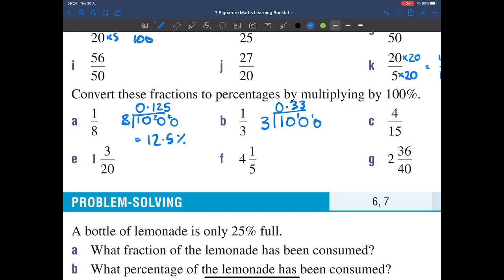So we just write 0.33, and then we can just do a dot on the top. And that means recurring. So now what we've got is a decimal where we can multiply by 100, and we get 33.3 recurring percent.